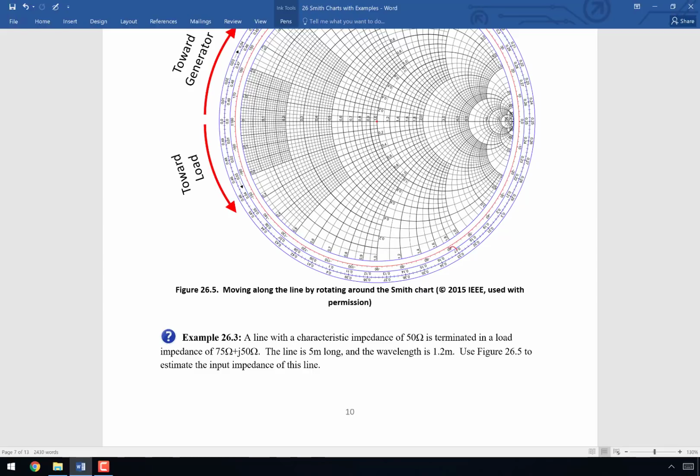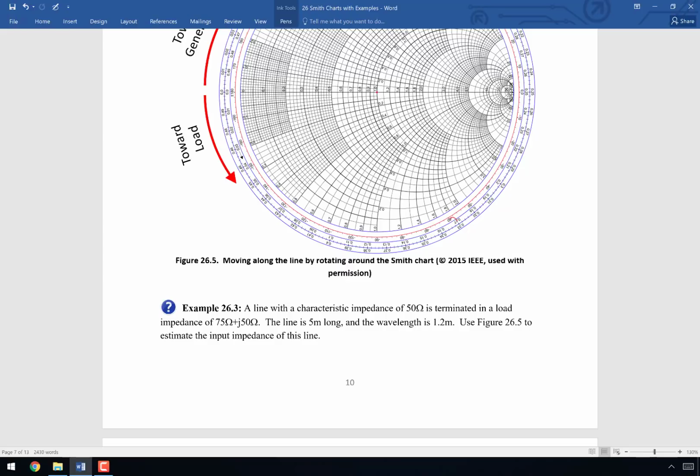We have a line with a characteristic impedance of 50 ohms terminated in a load of 75 plus j50 ohms. The line itself is 5 meters long and the wavelength is 1.2 meters. We're going to use that Smith chart above to estimate the input impedance of this line. I say estimating because we can't get it to four significant figures, but we can get a pretty good answer here.